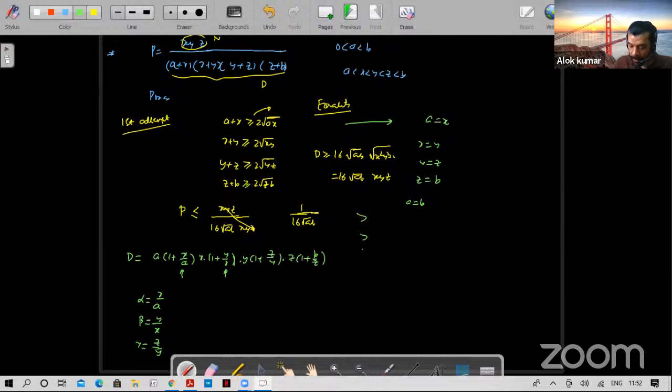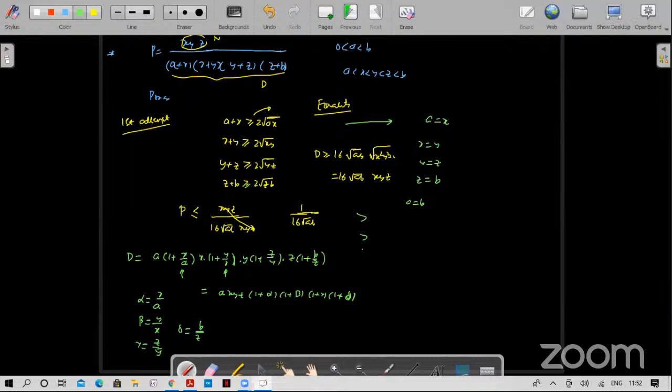This I will get. So I can write this as A and then X, Y, and Z, correct? A and X, Y, Z, and 1 plus alpha, 1 plus beta, 1 plus gamma, and 1 plus delta, correct? Let's check, delta is B over Z. So it makes sense now that I have taken everything out. So is it clear till here? Yes. Okay.